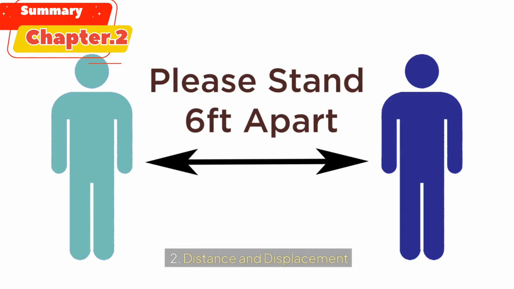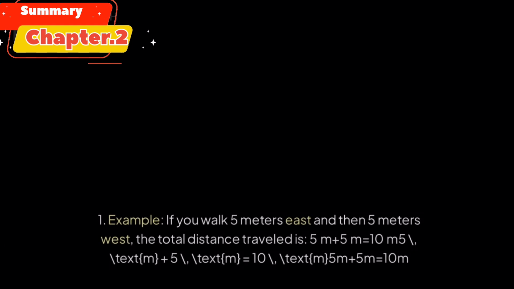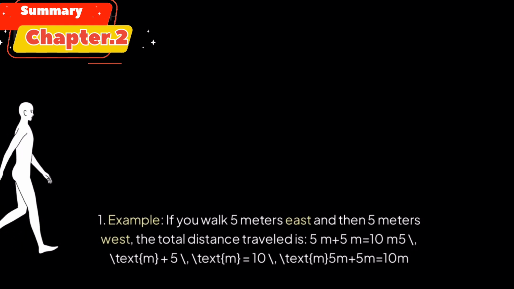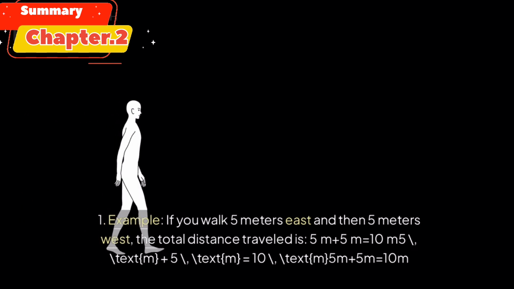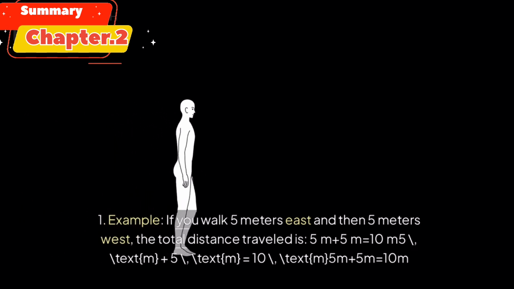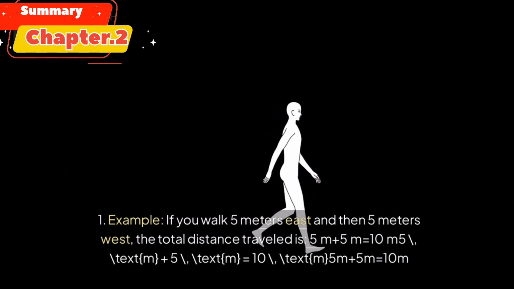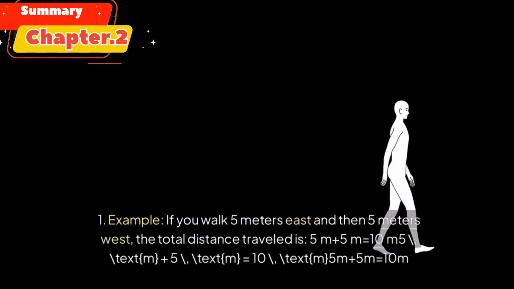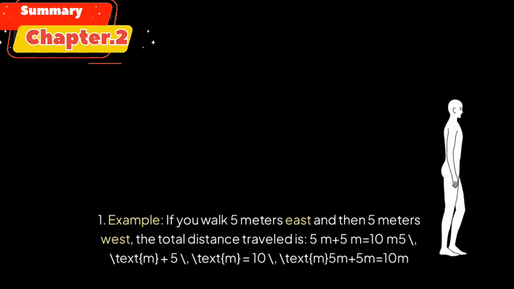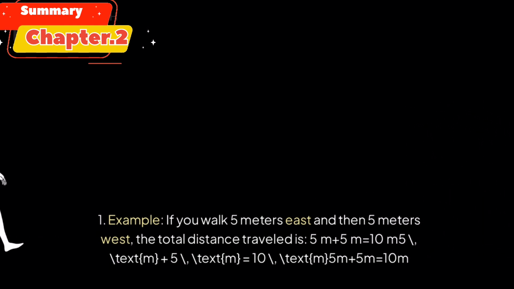2. Distance and displacement. Distance: the total length of the path traveled by an object. Example: if you walk 5 meters east and then 5 meters west, the total distance traveled is 5 m plus 5 m equals 10 m.